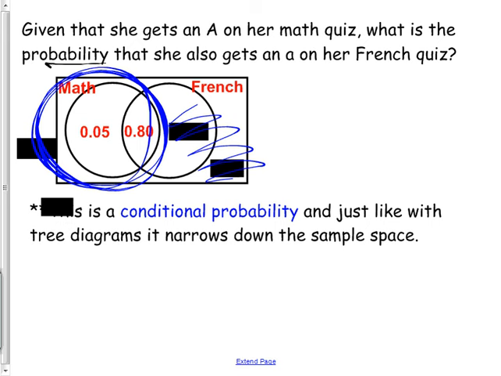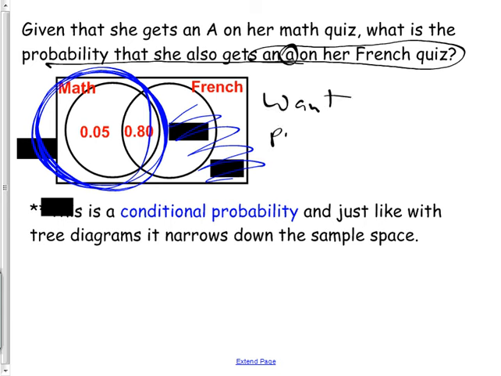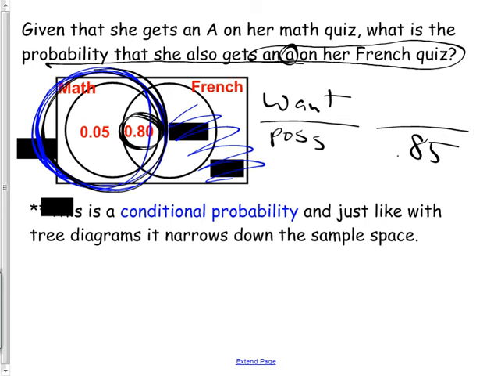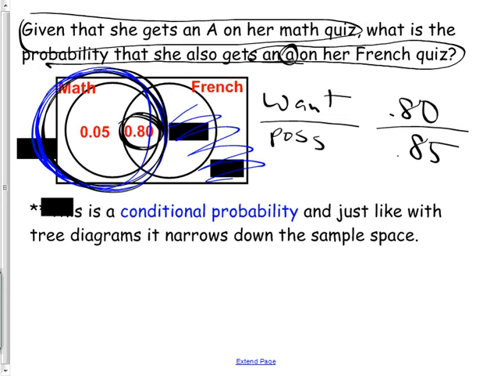Now I got to answer the question. What's the probability that she also gets an A on her French quiz? That should be a capital A. But anyway, probability is always what you want over what's possible. We just figured out what's possible is these two. So I add them together, 85. What do I want? I want the French quiz to be an A. That's this part. So 0.80 over 0.85. Do you get how I did that? It was what I want over what was possible. And it says given got an A in math quiz, meant only these were possible.